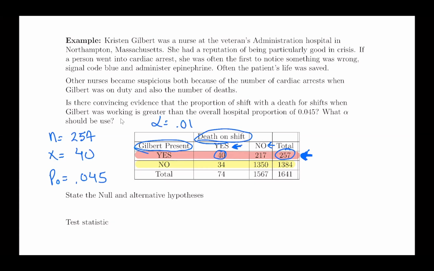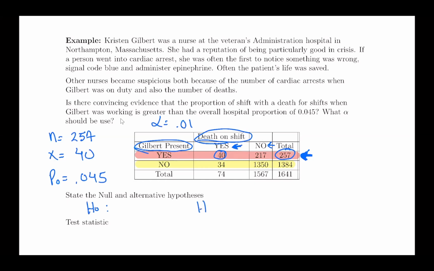Because that's me how many times somebody died during her shift. Everybody, x is 40, n is 257, and p naught is 0.045. All right, so let's do our null hypothesis.